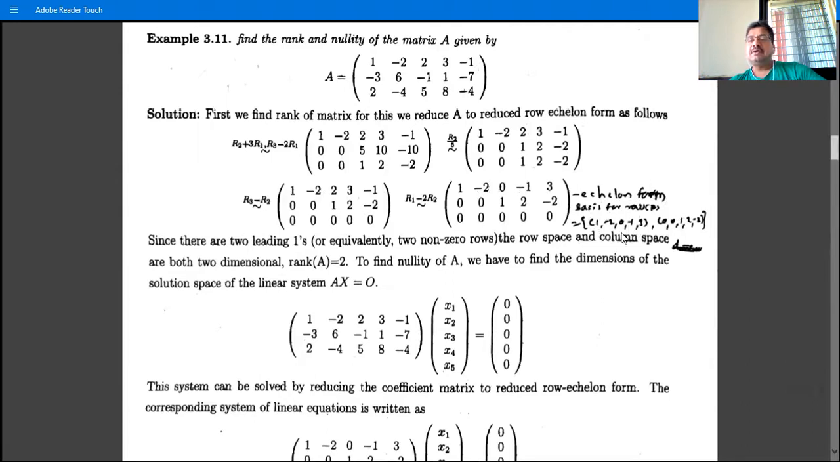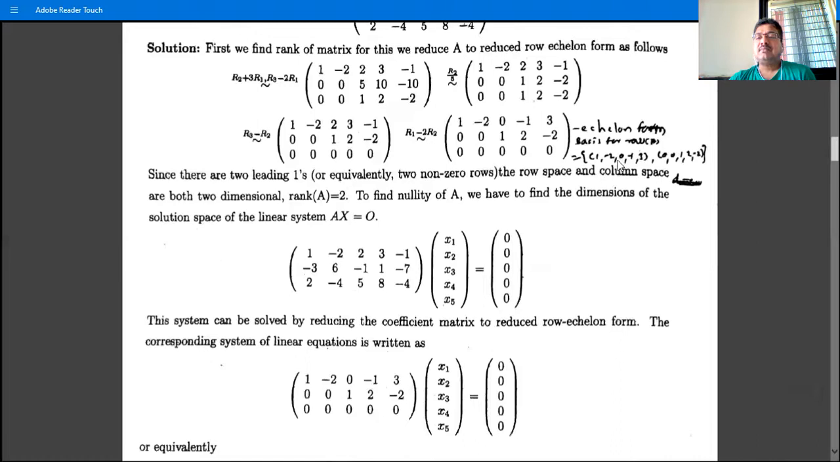In order to write the basis for row space of A, we have to reduce the matrix to echelon form. No need for the reduced row echelon form. So from row echelon form, the non-zero rows form the basis of row space of A. So write the basis for row space of A, and then the rank of A is what? The dimension of row space of A is 2, and therefore the rank of A is also 2.